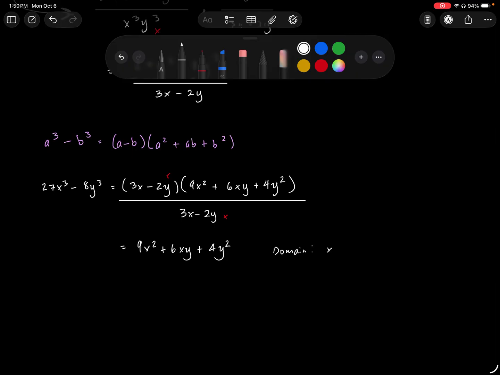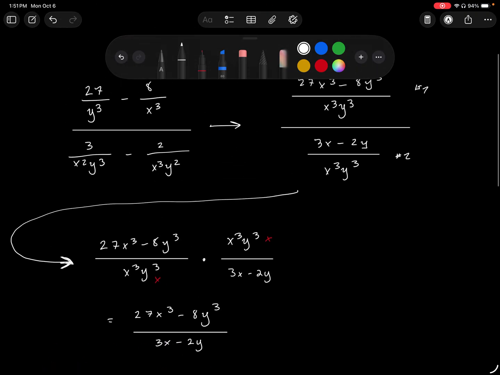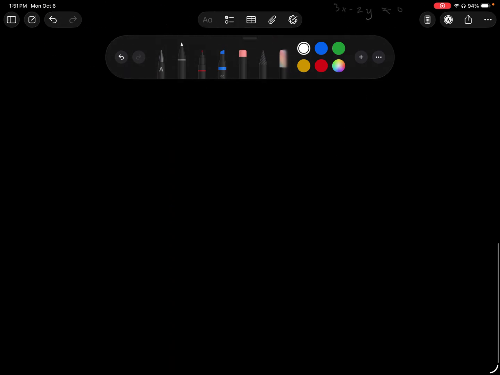And then our domain is x cannot equal 0, y cannot equal 0, 3x minus 2y cannot equal 0. I wrote that wrong, whatever. So that's how you would solve something like this. We'll do one more.